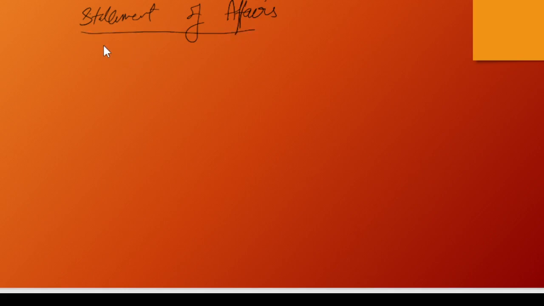Basically, statement of affairs is your financial position, but a statement of affairs is not prepared at the end of the accounting period, whereas your statement of financial position is prepared at the end of the financial period or accounting period. Okay, so statement of affairs, how are you going to prepare this?